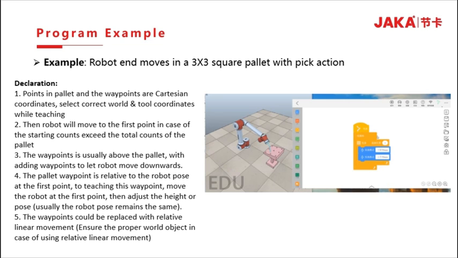4. The pallet waypoint is relative to the robot pose at the first position. To teach this waypoint, the robot must be at the first position of the pallet. Then adjust the height or pose. Usually the robot pose remains the same. And fifth, waypoints could be replaced with a relative linear motion.